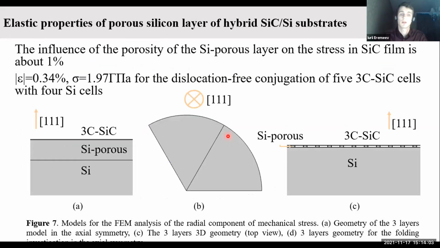So the lateral component of the stress tensor in the CC film is investigated. The following relaxation mechanisms are considered: the reduction of the elastic moduli of the porous layer, that leads to about 1% of the relaxation. The folding of the CC film leads to the reduction of the contact surface, which shows about the same 1% of the relaxation. And the curvature influence is considered in the model.